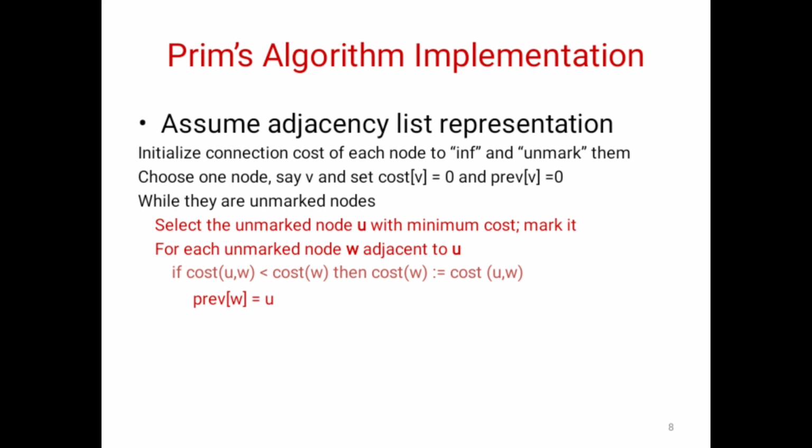While there are unmarked nodes, select the unmarked node U with the minimum cost and mark it. For each unmarked node W adjacent to U, if cost of UW is less than cost of W, then cost of W is equal to cost of UW, and previous of W is equal to U.